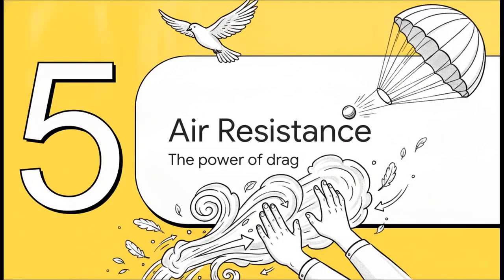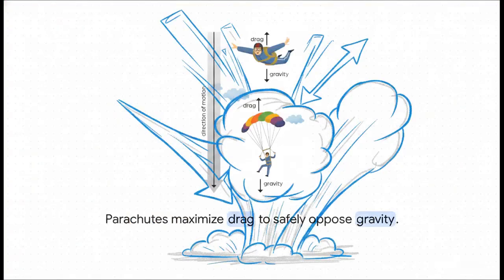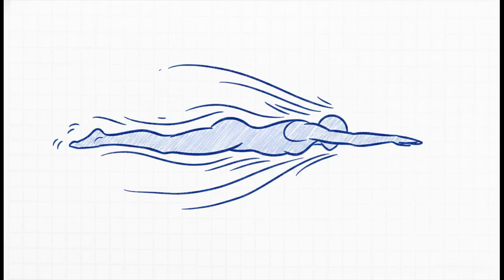Section 5. The power of air resistance. Now, whenever an object moves through the air, the air actually fights back. It experiences a frictional contact force called drag, which vigorously opposes motion. A parachute, for instance, is purposefully designed to create a massive surface area just to maximize this upward drag. It generates enough air resistance to safely counteract the severe downward pull of gravity, slowing a skydiver down to a safe, survivable landing speed.